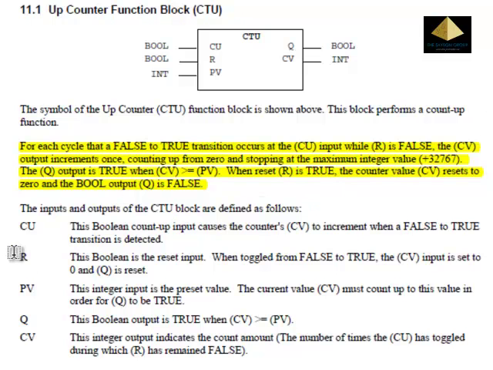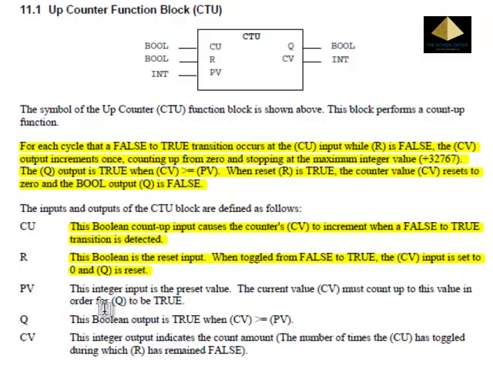What does it mean? Okay, for every change in logic in the CU input from false to true, rising edge, that's actually a signal for the counter block to count 1 as long as R is false.